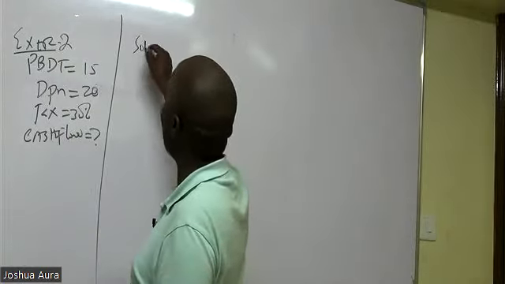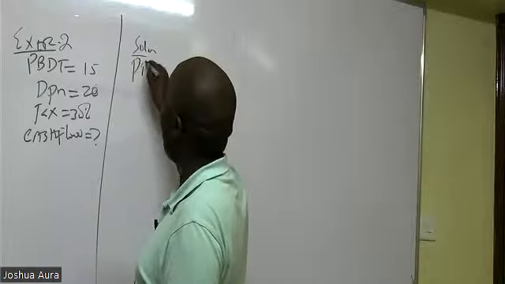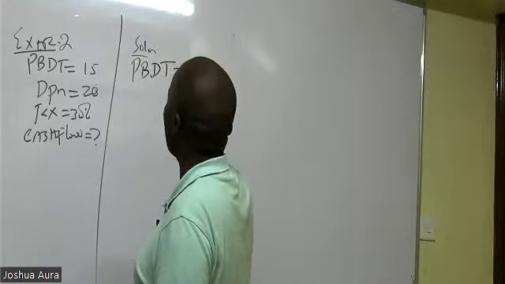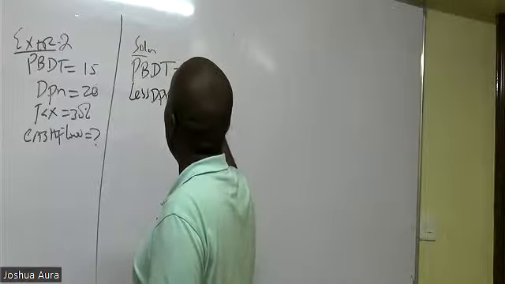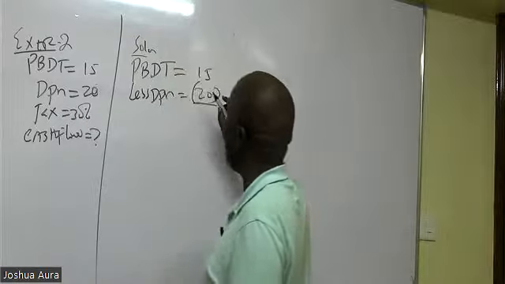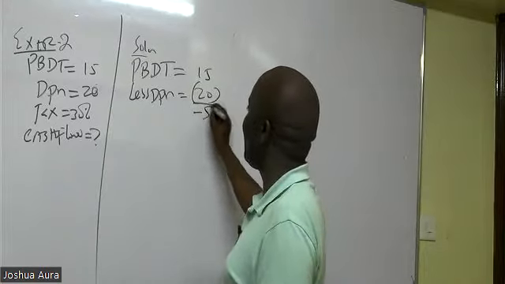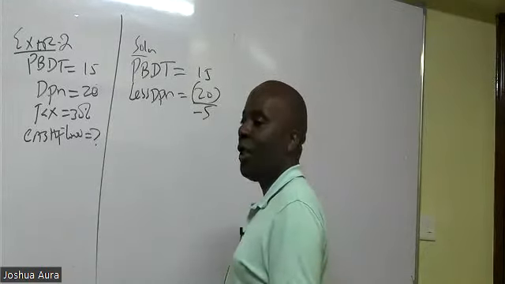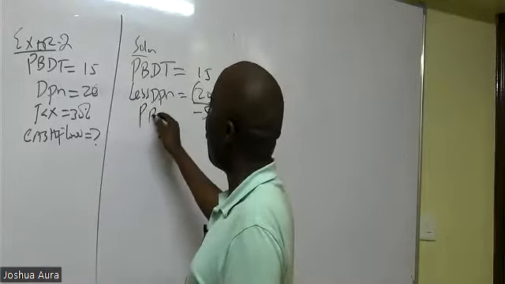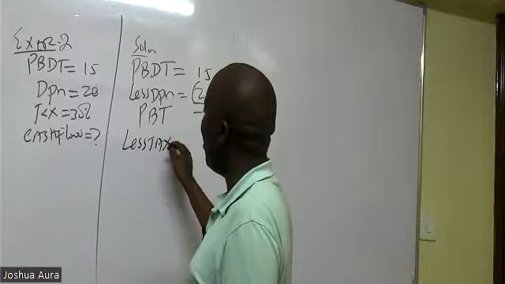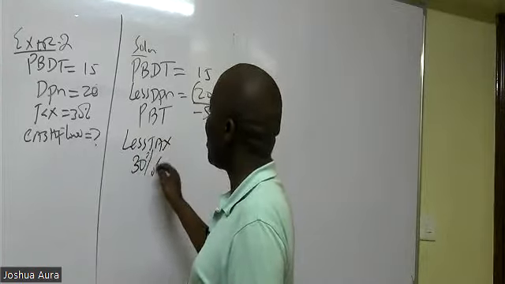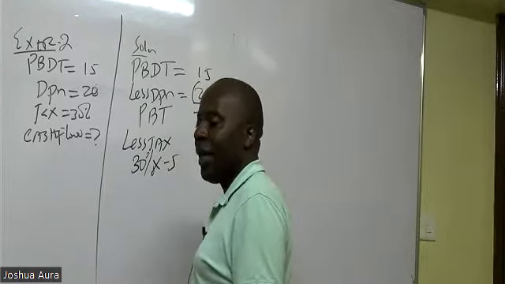So solution. We have our profit before tax of 15. We less depreciation of 20. So we subtract 15 minus 20. This gives me minus 5. So this is profit before tax. Then we shall come and less tax. Tax at 30%. 30% of minus 5.